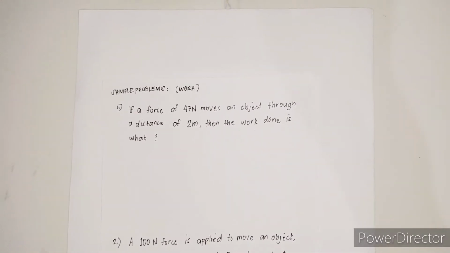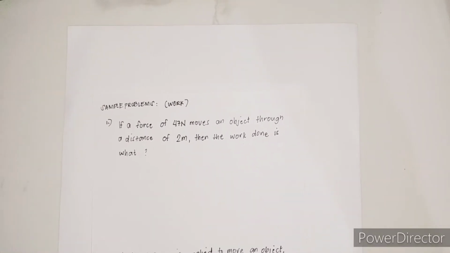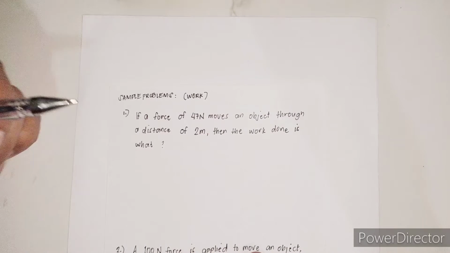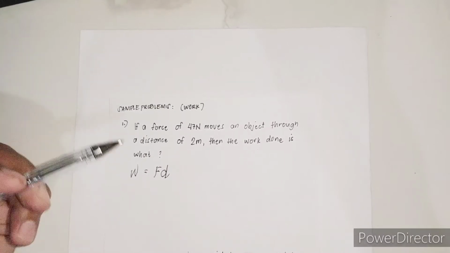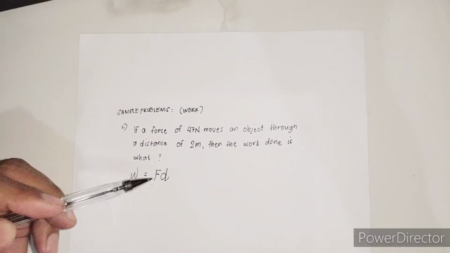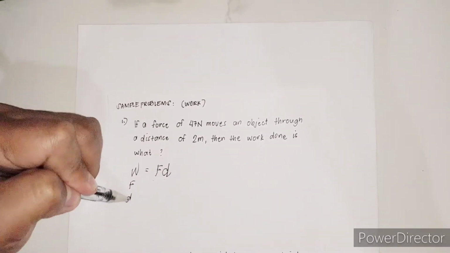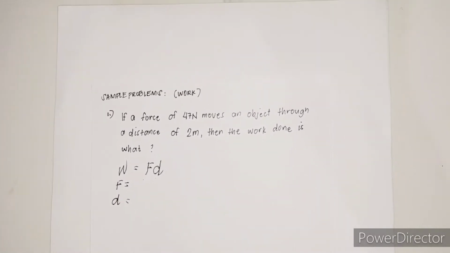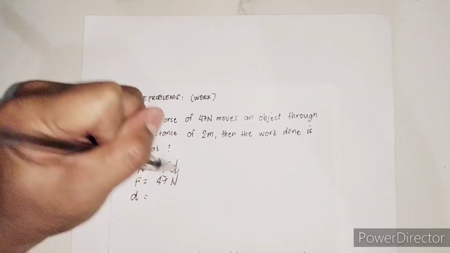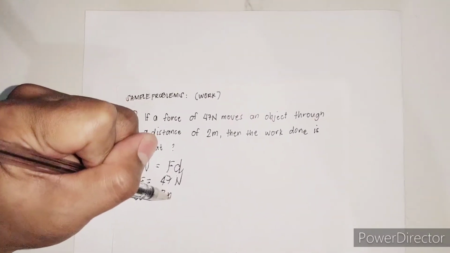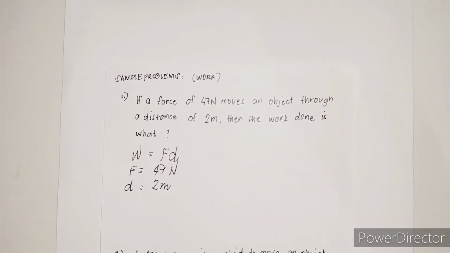If a force of 47 Newton moves an object through a distance of 2 meters, then the work done is what? Okay, so we're looking for work. And we know mga anak that work or W is equal to FD, wherein F here is our force and D here is our distance. Our force is 47 Newton, while our distance is definitely 2 meters. And since magkatabi sila, that is what we called multiplication.